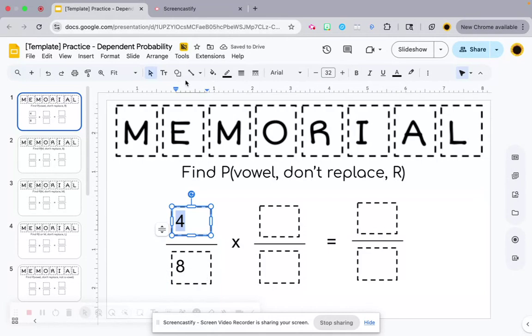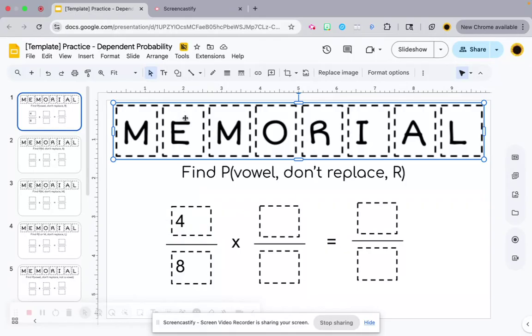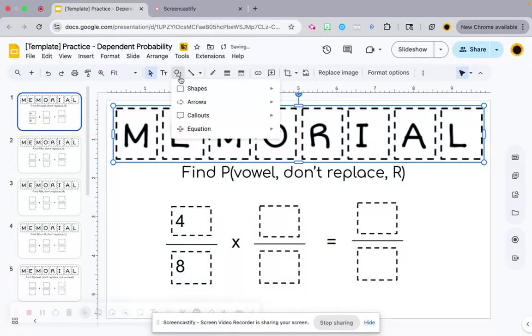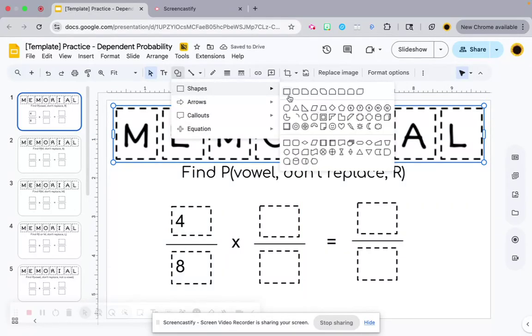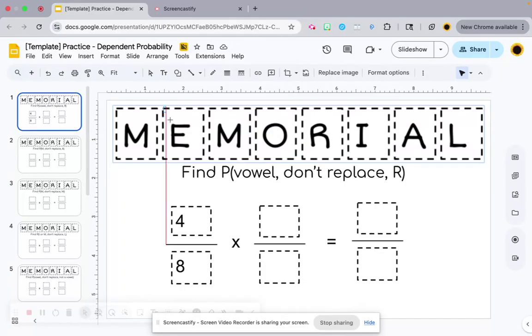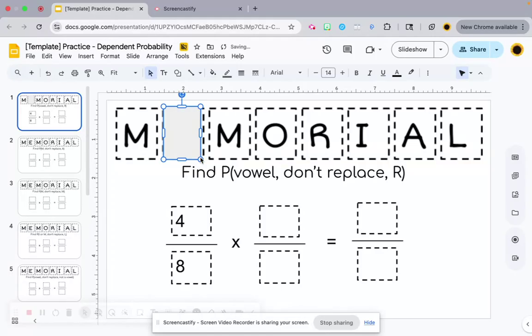Now, I get that vowel and I keep it. So let's say, for instance, I get the letter E. Because I'm not replacing it, that E is now gone. So when I go to choose my second card, I have to think about how many cards remain. And in this case, since I kept that one, my total number of cards goes down to 7.